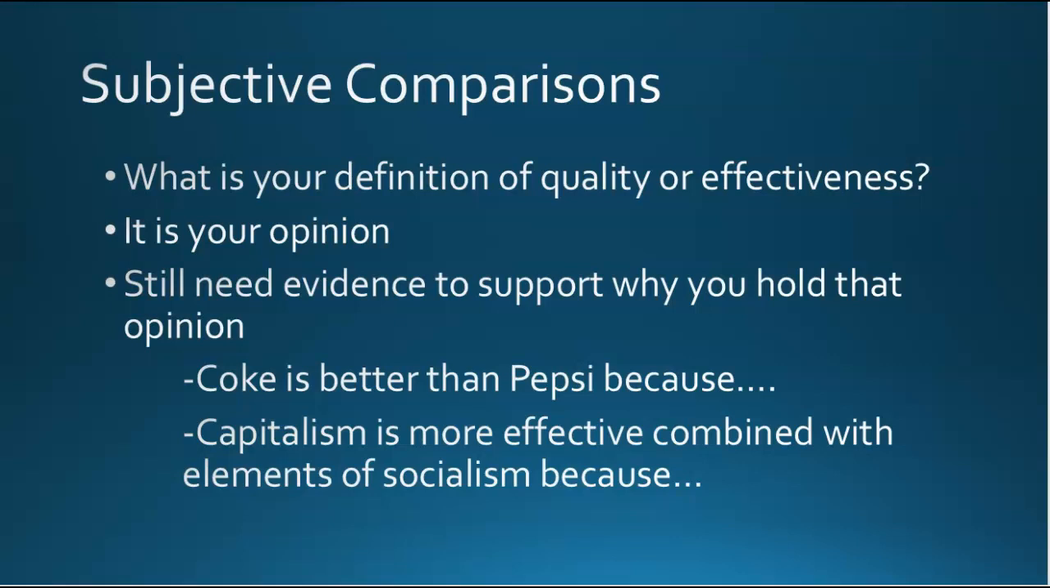Okay. So if I were to say Coke is better than Pepsi, okay, that's my opinion. Because, all right, now we're getting into some evidence. Because I'm about to, on the end of that ellipsis, provide some reasons and some evidence. Capitalism is more effective combined with elements of socialism because, right? I'm stating an opinion, and then this "because" leads us into our reasons and evidence.